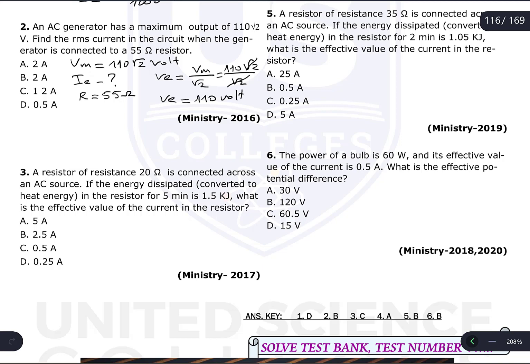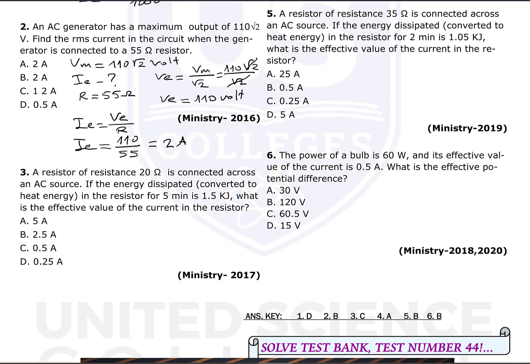So the effective potential difference is going to be 110 volt. Now I can apply Ohm's law. Effective electric current is effective potential difference divided by resistance. So 110 divided by resistance 55 is going to be 2 ampere. So the effective electric current in the circuit is 2 ampere. B is the correct answer.